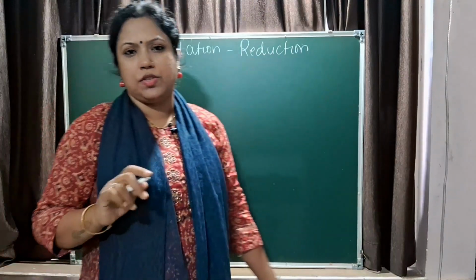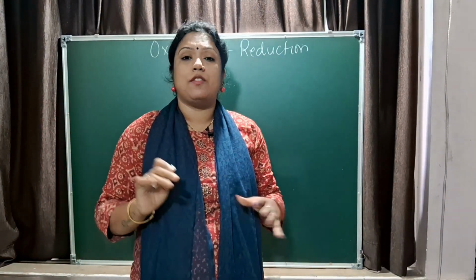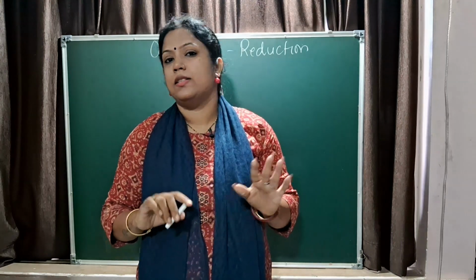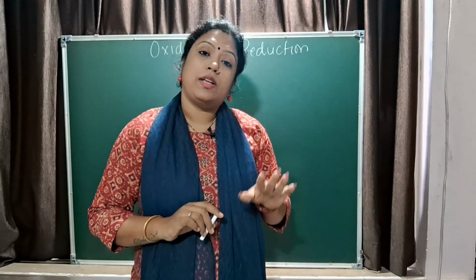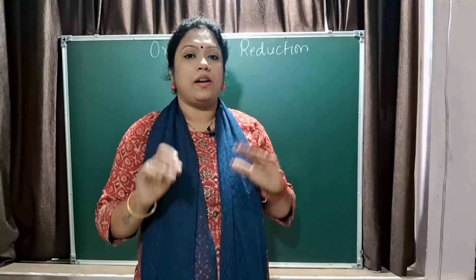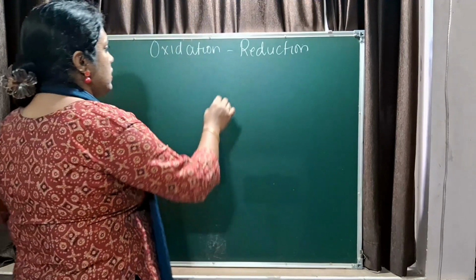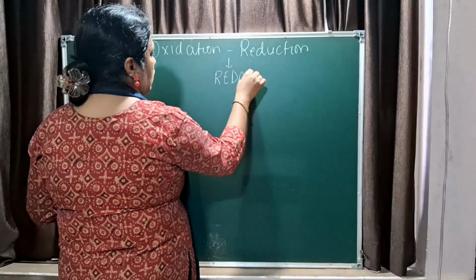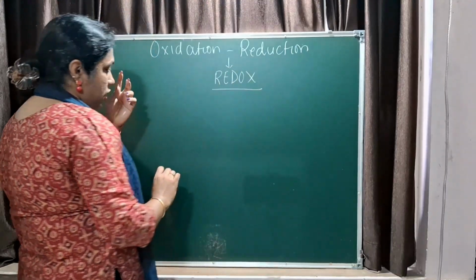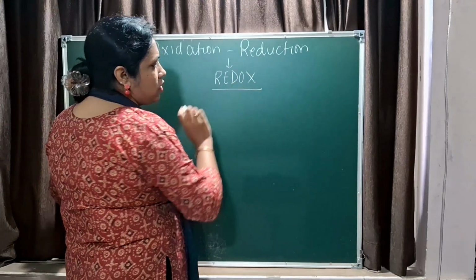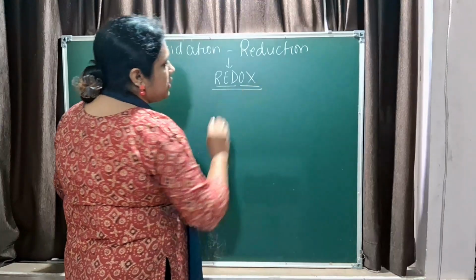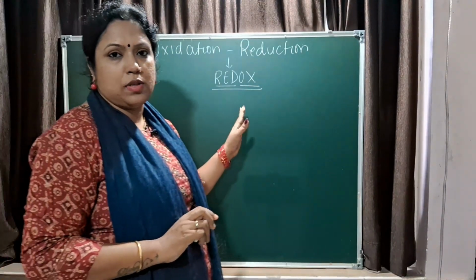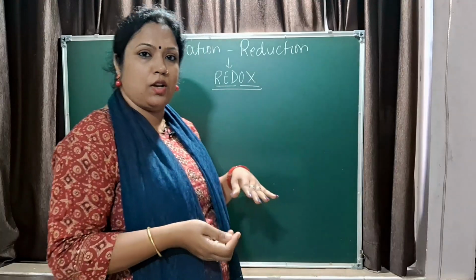Before talking about the tricks and how to remember, you must have observed that in the last 2 examples that I gave, oxidation and reduction are happening at the same time. So the reaction in which oxidation and reduction happen together is called the redox reaction. So redox is what? Reduction plus oxidation. Now we have seen a few examples based on loss of electron or gain of electron.